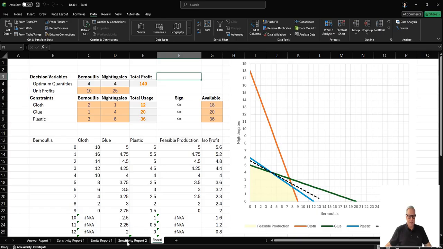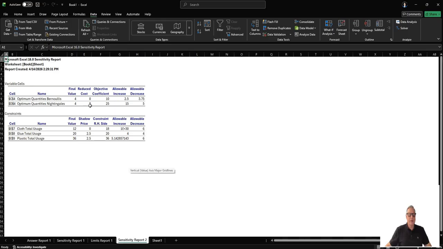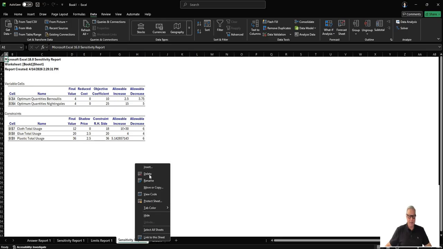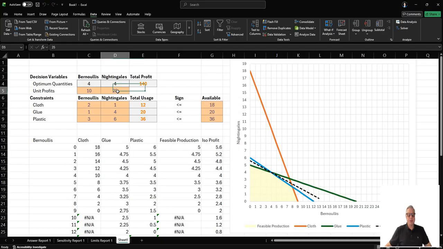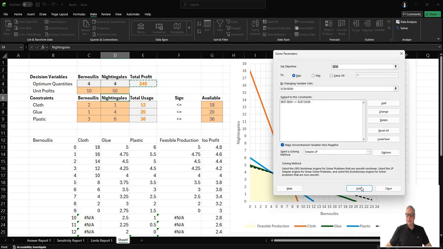So now I have a second sensitivity report for the situation where the unit profit for a Nightingale is 25. The reduced cost still says 0, so what does it mean? Okay, let's delete that sensitivity report. And let's see what happens if the Nightingale price goes up to, let's say, 50. Let's solve it.